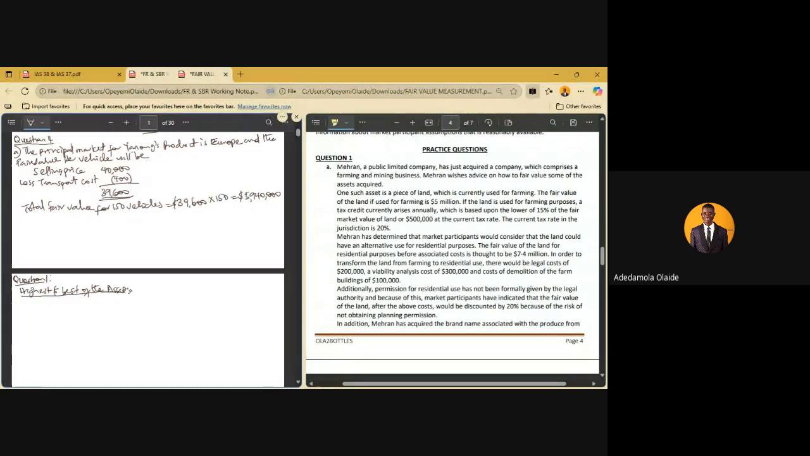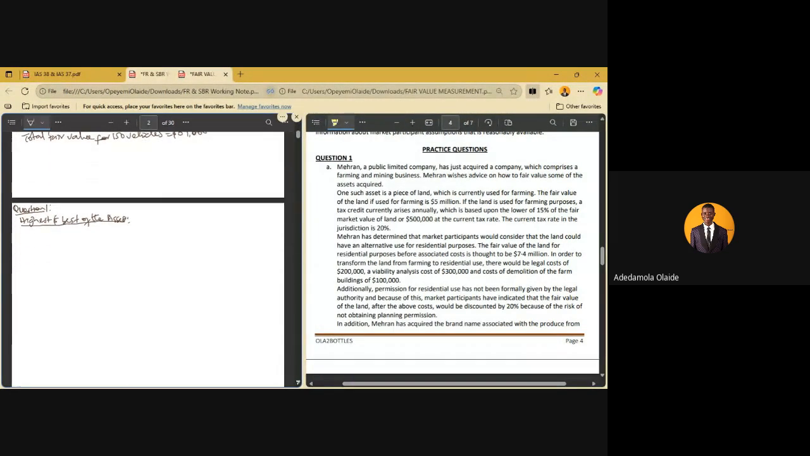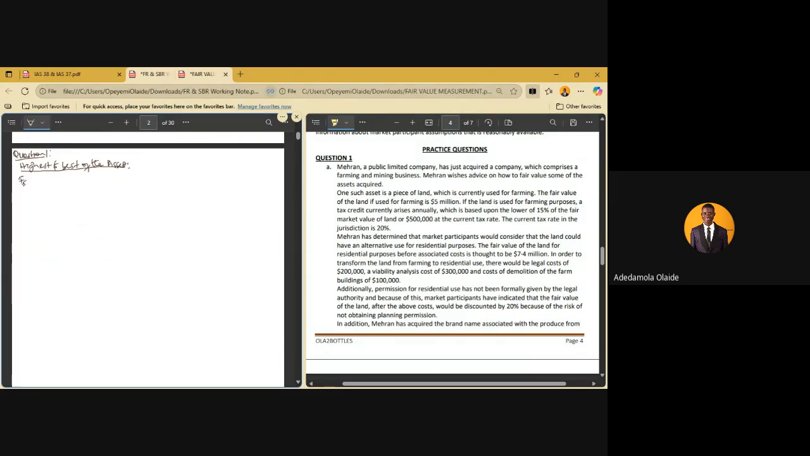So to get the highest and best use, if the land is used for farmland purposes, which is what they are currently using it for, we don't have issues. For them to be currently using it as farmland, that means it is physically possible, it is legally permissible, and it is financially feasible. So for that, they said the fair value of the land, if used for farming, is 5 million.